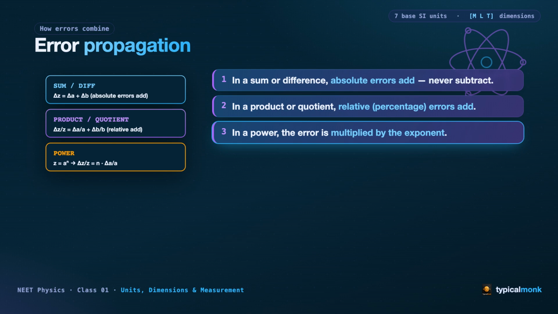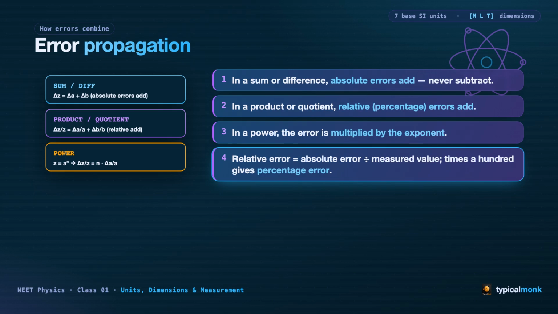Third, for a power, the error is multiplied by the exponent. A length squared has twice the length's error. A length cubed has 3 times it. And one definition to hold on to. The relative error is simply the absolute error divided by the measured value. And when you multiply that by 100, you get the percentage error. Arjun used to confuse absolute and relative. The day he saw that relative is just absolute divided by the value, it clicked forever.